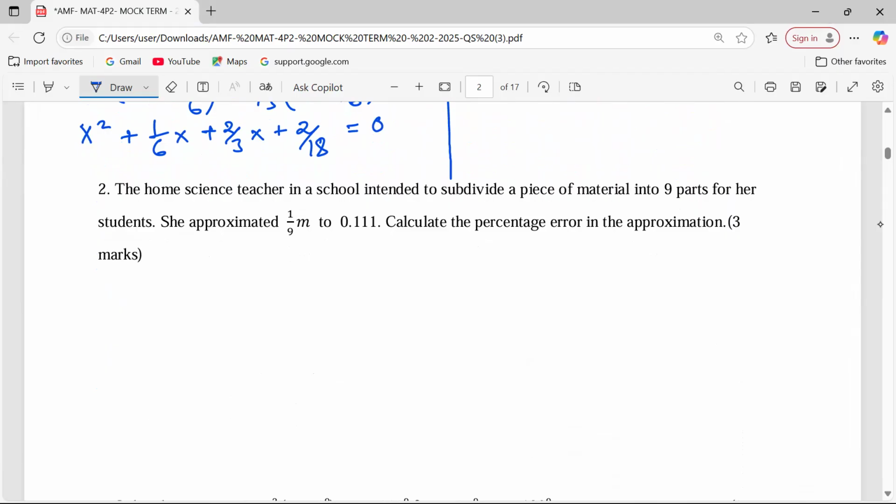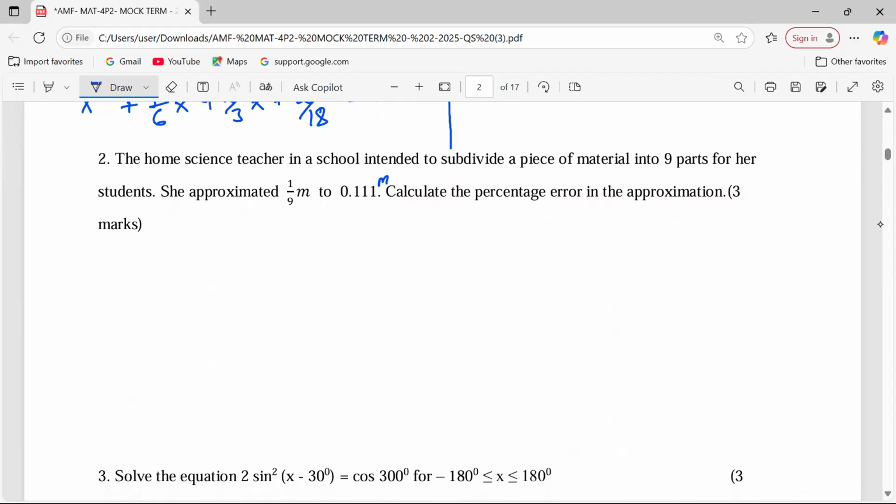The home science teacher in a school intended to subdivide a piece of material into 9 parts for her students. She approximated 1/9 meters to 0.111 meters. It's supposed to be meters, I think, the same units. Calculate the percentage error in the approximation.